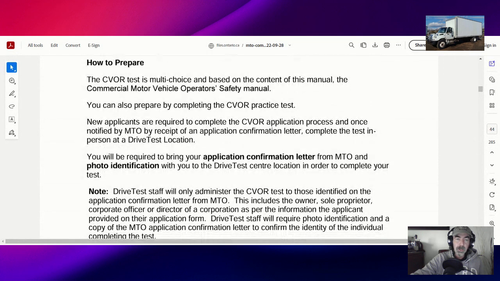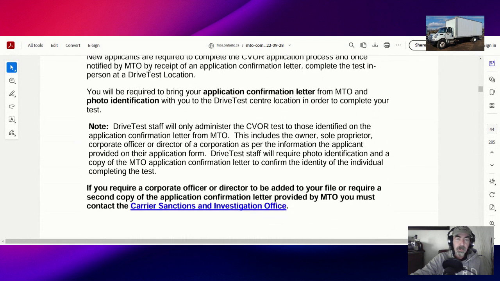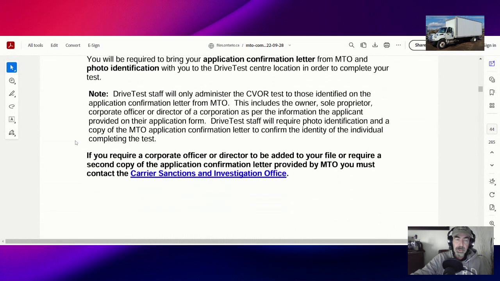How to prepare? The CVOR test is a multi-choice and based on the content of this manual, the Commercial Motor Vehicle Operator's Safety Manual. You can also prepare by completing the CVOR practice tests. New applicants are required to complete the CVOR application process, and once notified by MTO by receipt of an application confirmation letter, complete the test in person at a drive test location. You will be required to bring your application confirmation letter from MTO and photo identification with you to the drive test center location in order to complete your test.